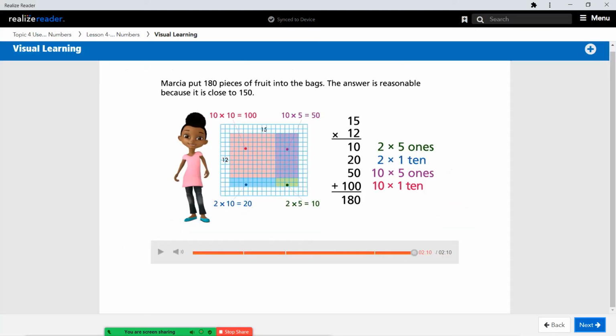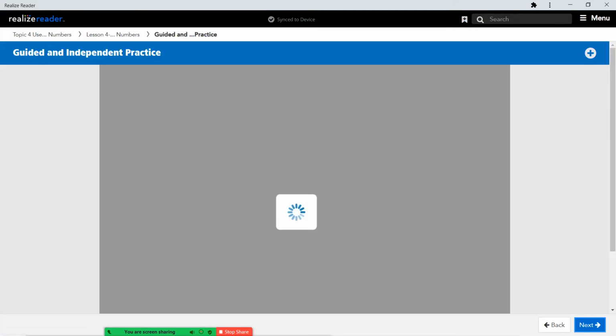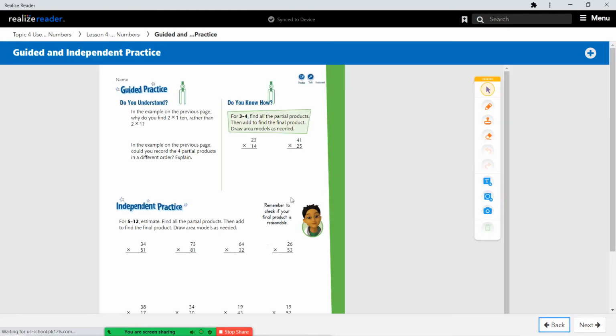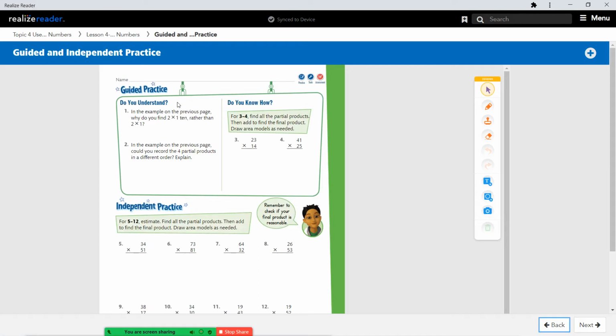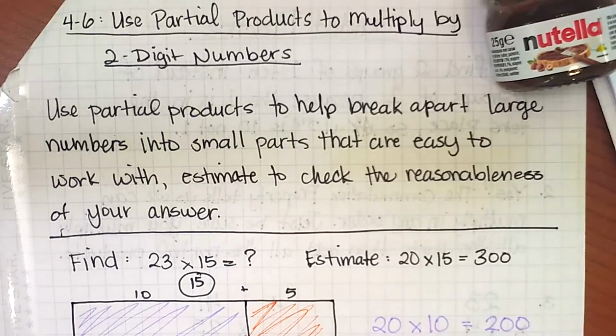So let's go ahead, and before we jump into our guided practice, we are going to review our notes. Your guided practice questions are here on the screen. We're going to go through those together in just a moment. Now let's go ahead and take a look at our notes for this lesson.